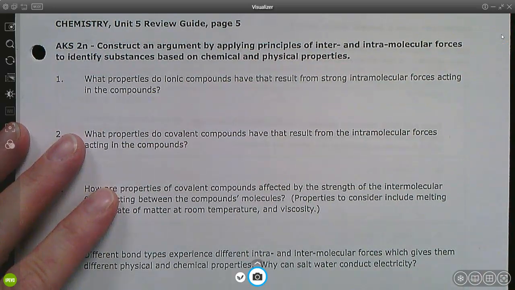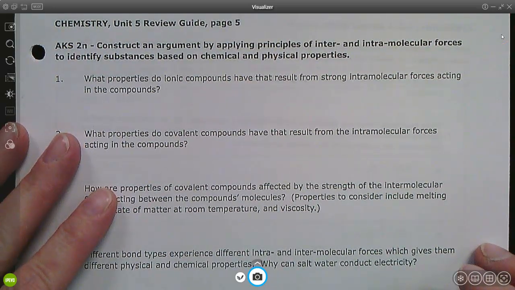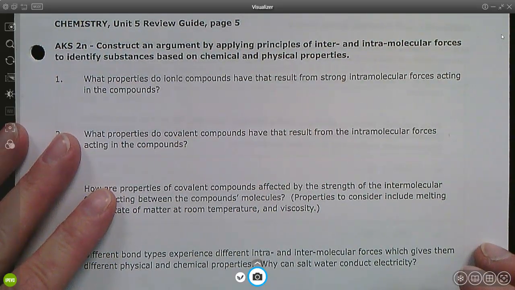Hi, this is the third video in the Unit 5 Review Guide series of videos. And in this video, we're going to talk about intermolecular and intramolecular forces and how they are related to the properties of ionic and covalent compounds.